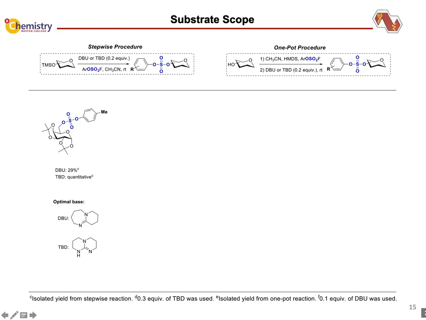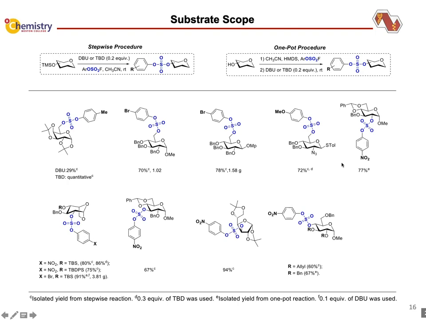All right, with that condition optimization, we then expanded this chemistry to a variety of different substrates, as well as a variety of different positions to introduce a sulfate diester. As you can see, we used either the stepwise procedure or the one-pot procedure to generate the sulfate diester compound. And all of them generate the compound in relatively high yield, right?